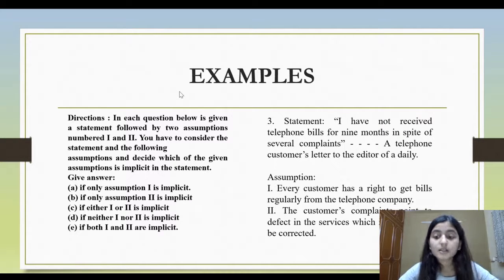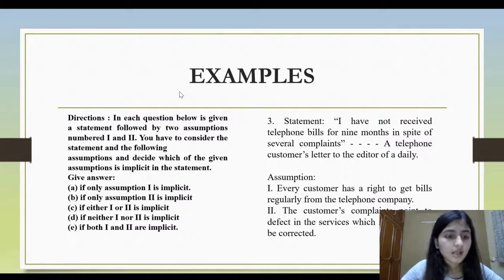The next question: the customer's complaints point to a defect in the services which is expected to be corrected. Here again, what do you realize? That the customer is again asserting a right that the customer feels that he has, and because he has been deprived of this right, he expects that this is a defect which will be cured by the telephone company. Hence, in this statement, both assumptions 1 and 2 are implicit, and the answer will be E. I hope you all got this because this was quite a direct question.